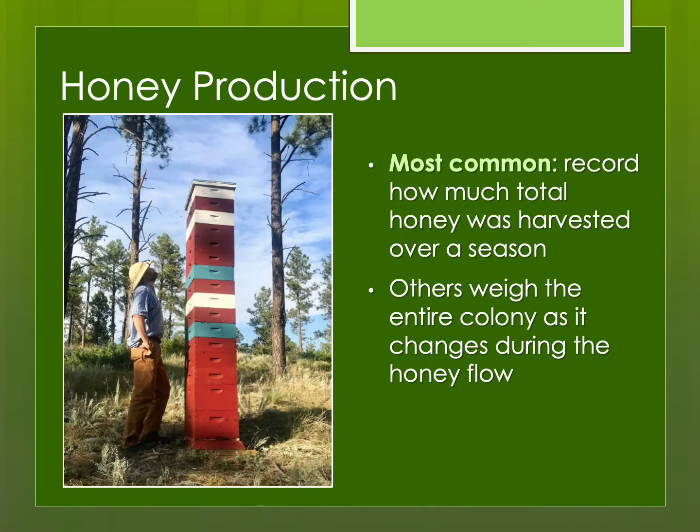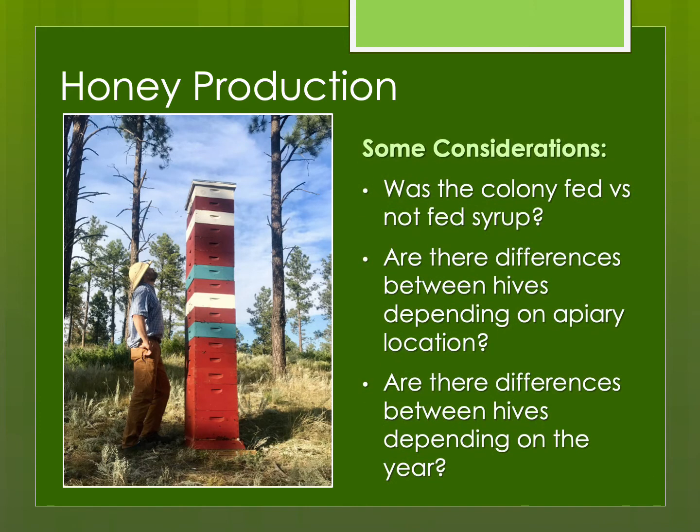So let's go through some of the common characteristics that many beekeepers track. Honey production is an obvious one. How much honey was harvested over a season. Others weigh the entire colony and then measure it as it changes during the honey flow. And then you might consider, was this colony fed syrup? If you had to feed a lot of syrup and made a lot of bees and then they produced a lot of honey, that's one thing.